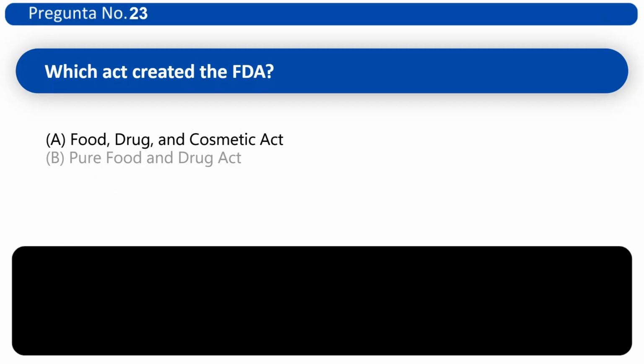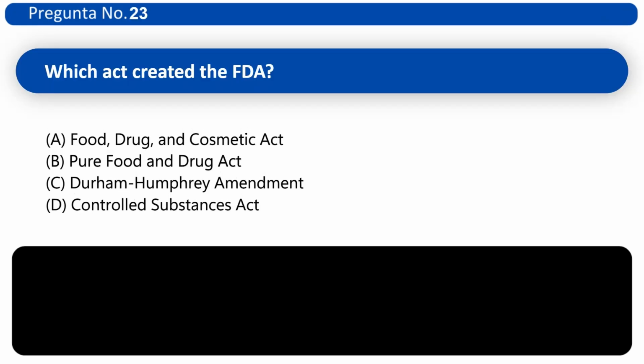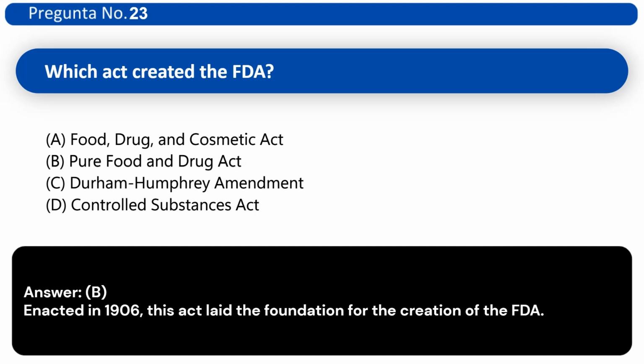Which act created the FDA? A. Food, Drug, and Cosmetic Act. B. Pure Food and Drug Act. C. Durham-Humphrey Amendment. D. Controlled Substances Act. Answer B. Enacted in 1906, this act laid the foundation for the creation of the FDA.